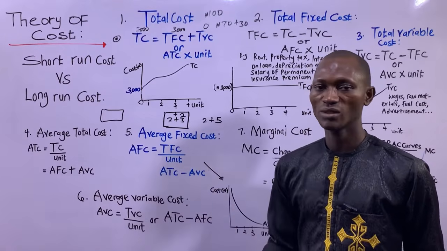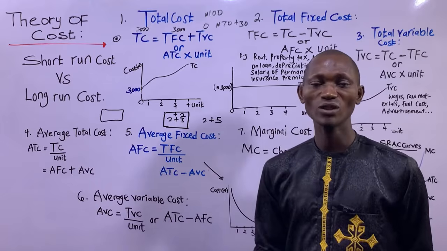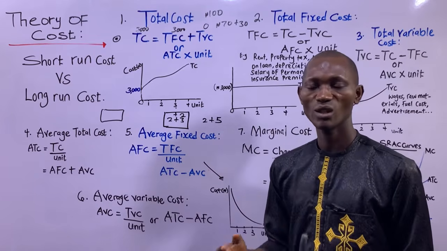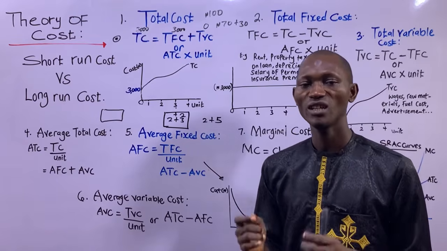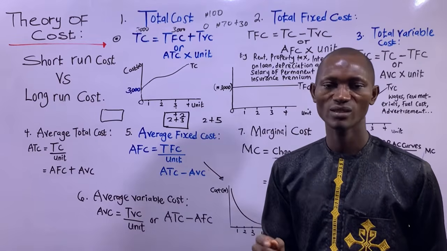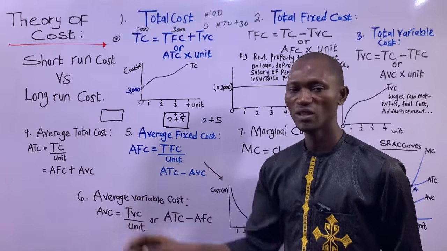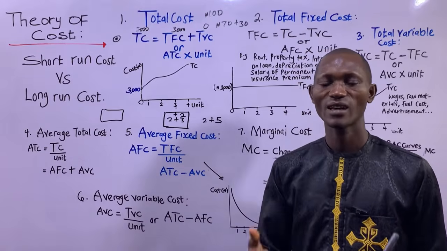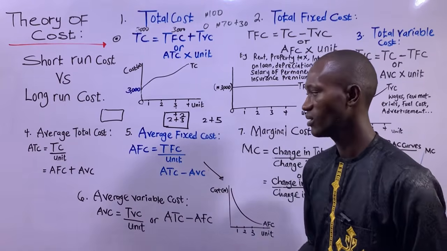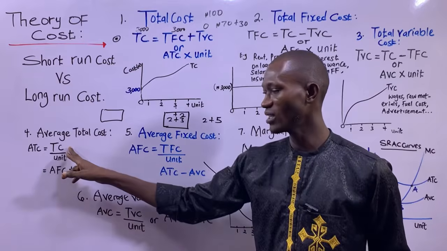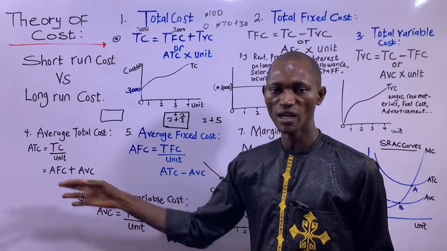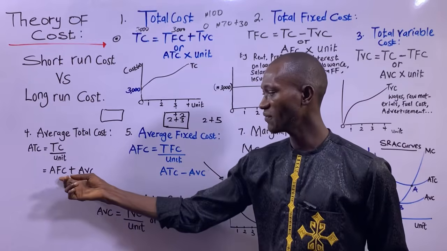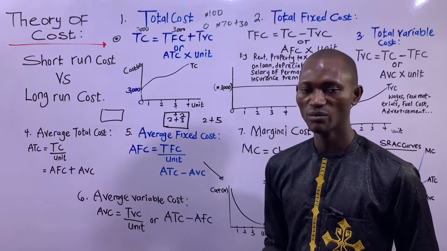So average total cost now, it is the total cost per unit of output. That means the cost incurred by a firm in producing 1 unit of output. That's average total cost, which is the same thing as average cost. So average total cost is defined as total cost divided by units of output, or average fixed cost plus average variable cost.